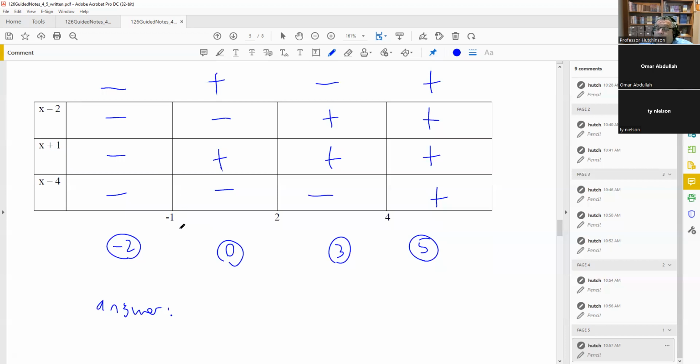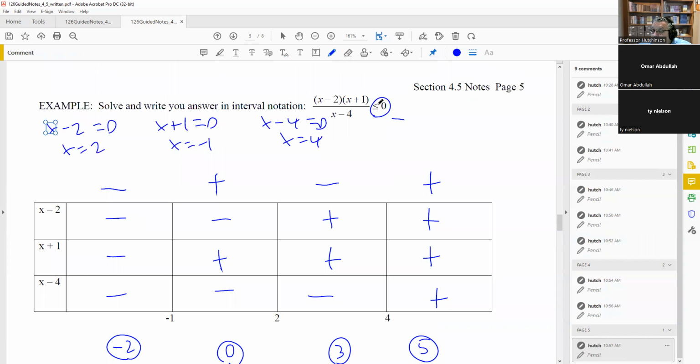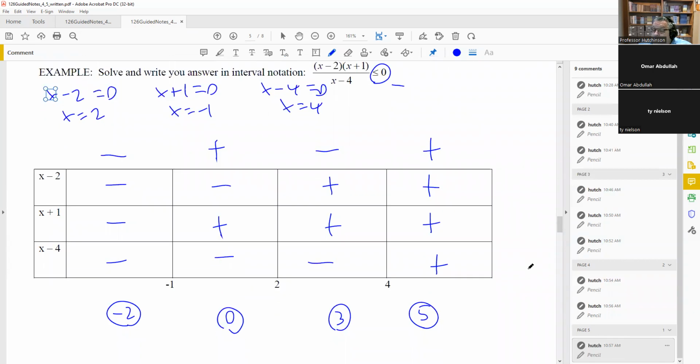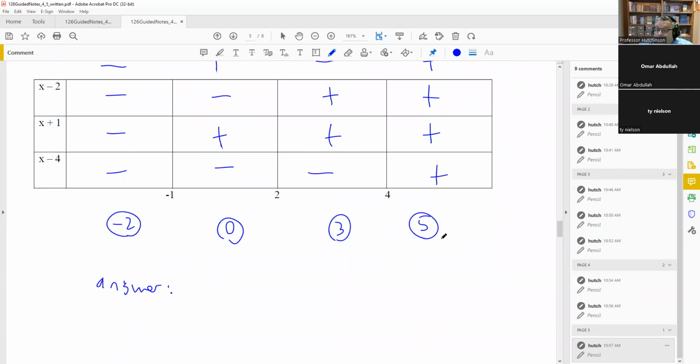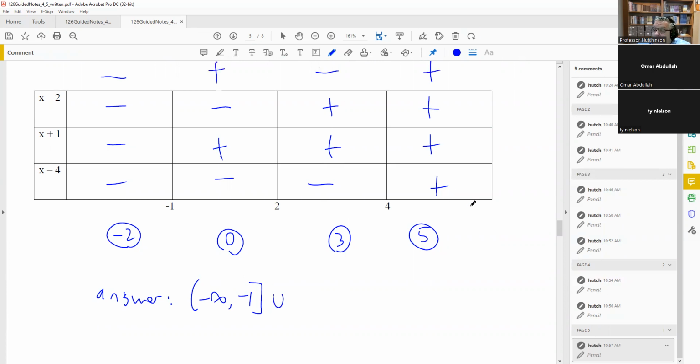I want to put everything less than -1. Now, originally the sign we have was a less than or equal to sign, which means that we can include brackets in our answer. So I'm going to go from negative infinity to -1, but -1 is going to have a bracket on it because of the less than or equal on that. And union, here's another region. This region up here had a negative sign in it from 2 to 4.